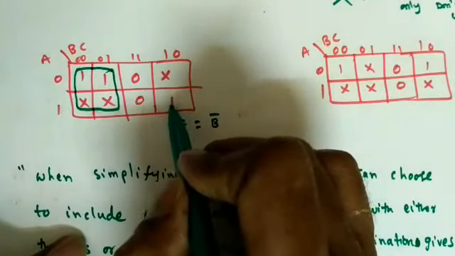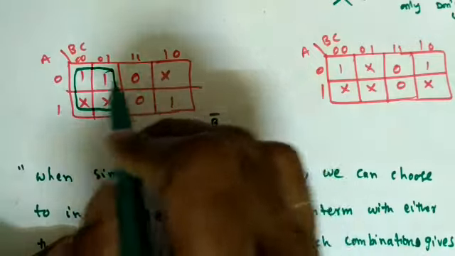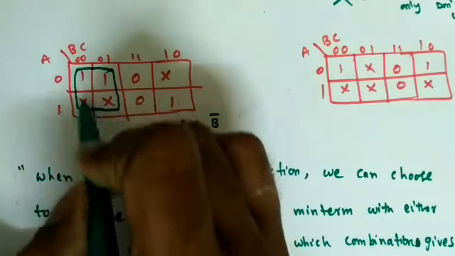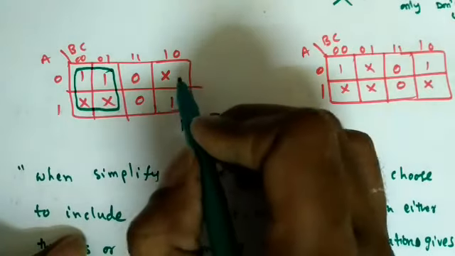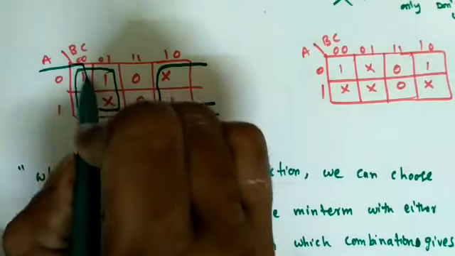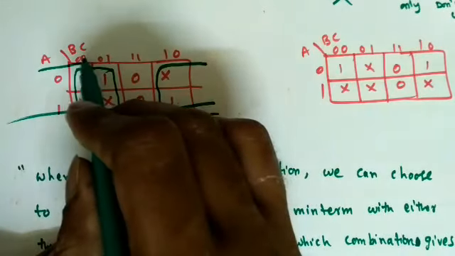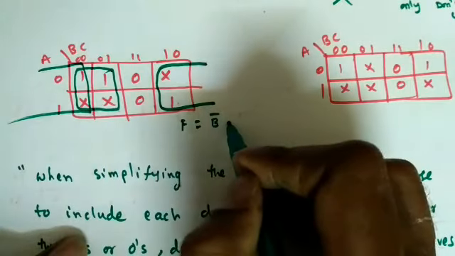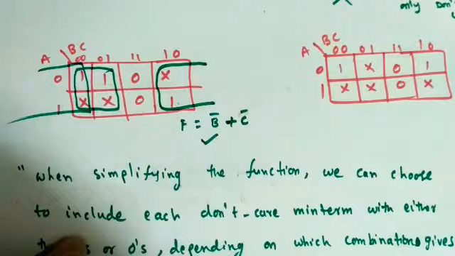Now again, if there is a 1, if I assume this x is equal to 1 also, so this is 1 1 and this is also 1 1. So I can make a pair, but quad is better than the pair. So what I do, I will make a quad like this. So if I make quad like this, so what is the function value? 0 0 1 0. So c bar. So b bar plus c bar. Now see, we will get only 2 literals, right?